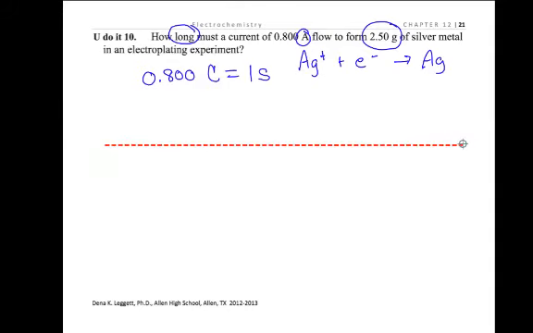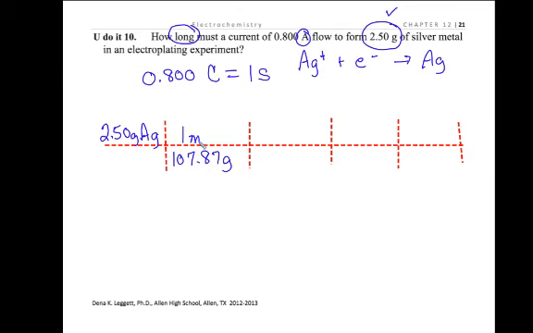Set up my dimensional analysis. Okay, and my given is 2.50 grams of silver. We relate substances on the mole level, not on the mass level. So we need to eliminate grams, mass to moles, use molar mass. So that's per 1 mole of silver. Now I need to get into the world of electricity. So I want to get rid of moles of silver and go to moles of electrons. And that happens to be 1 to 1.